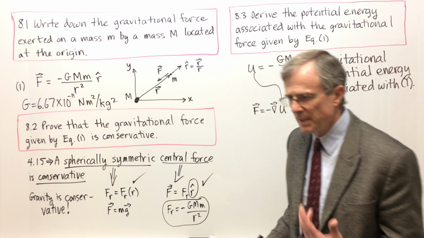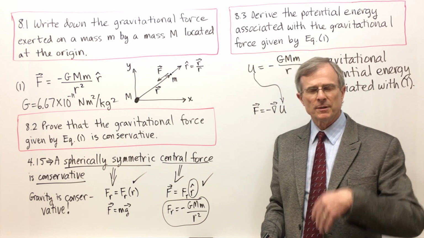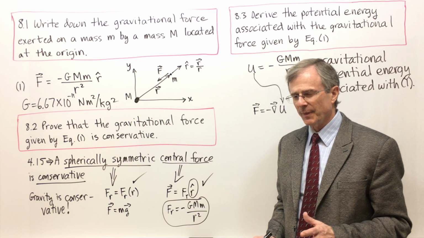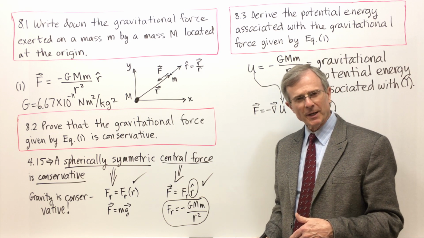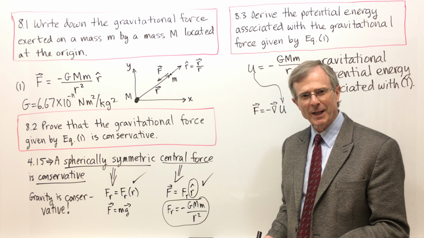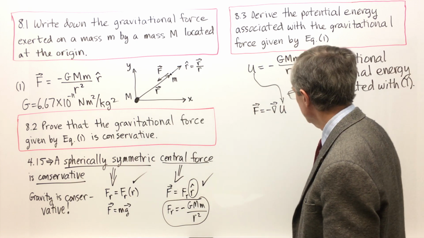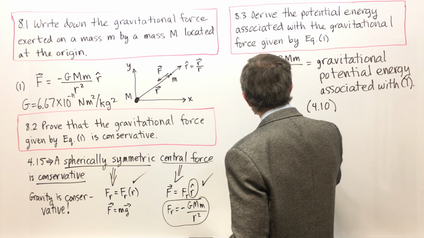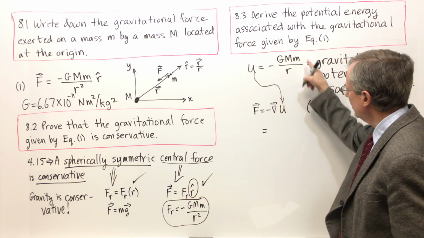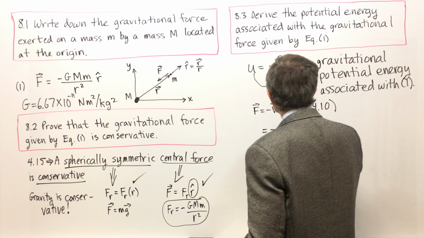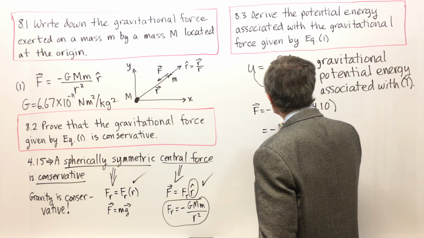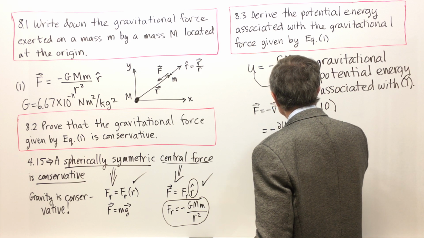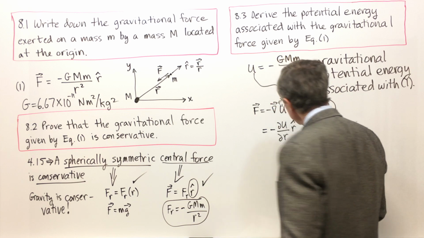The other way to do it is to integrate, do the work done by the force, and set that equal to the negative change in potential energy. That's probably the more direct way. This way is equally valid. It's kind of going backwards, but it still shows that this is the correct potential energy. So I want to take that gradient, but U depends only on r. So that'll be dU by dr, r hat, plus some other terms.